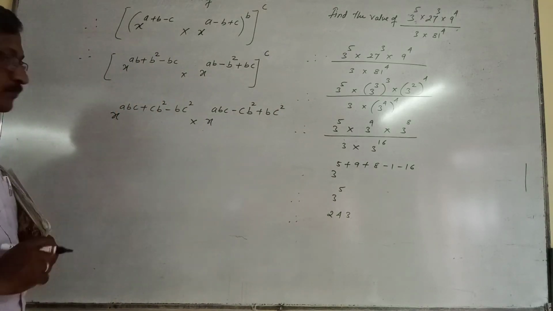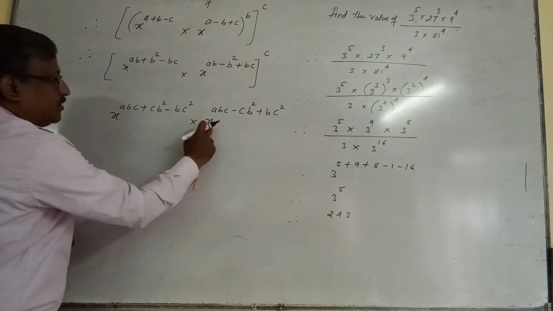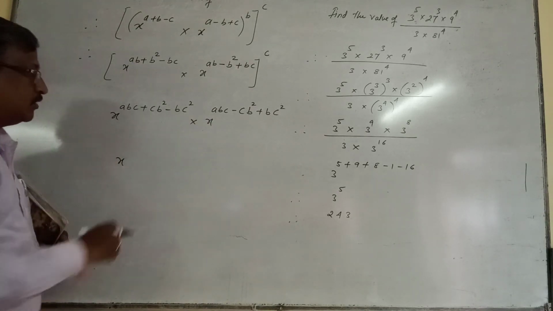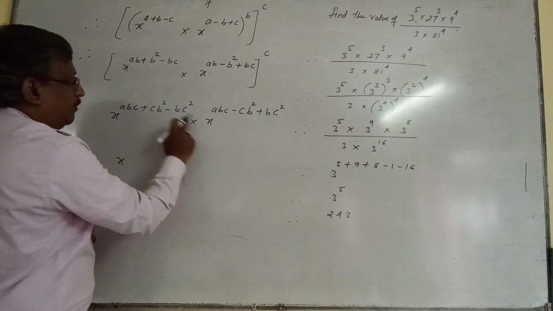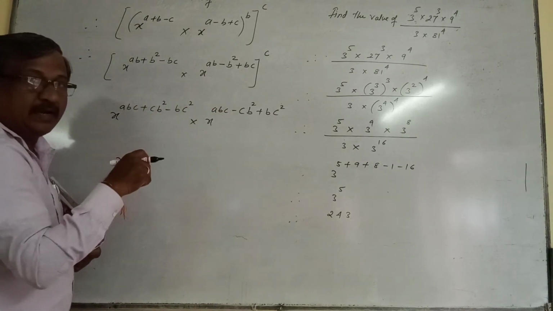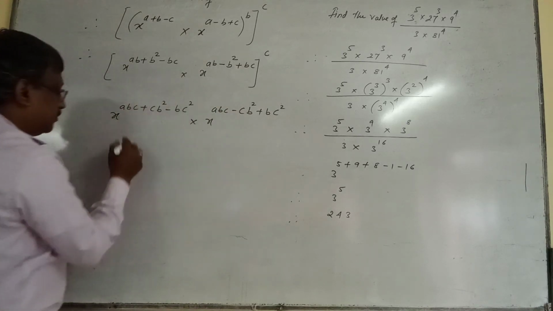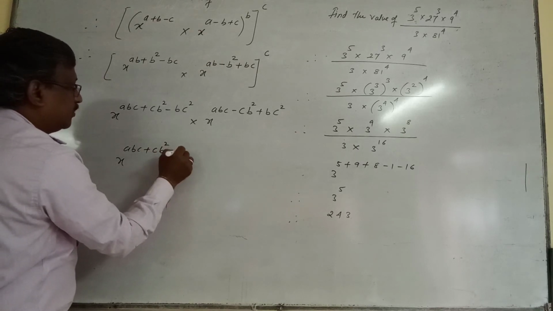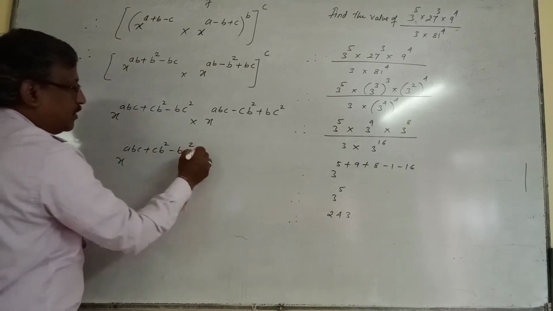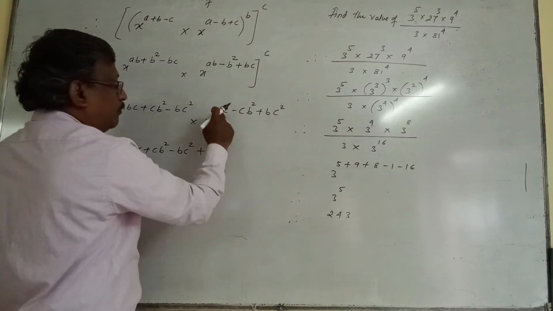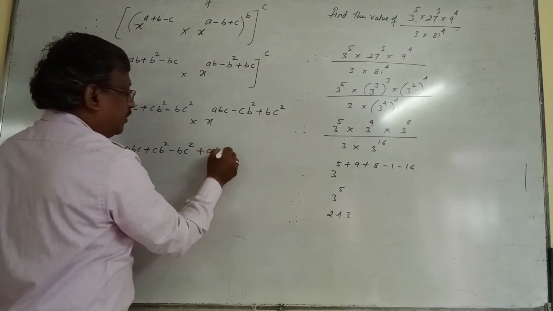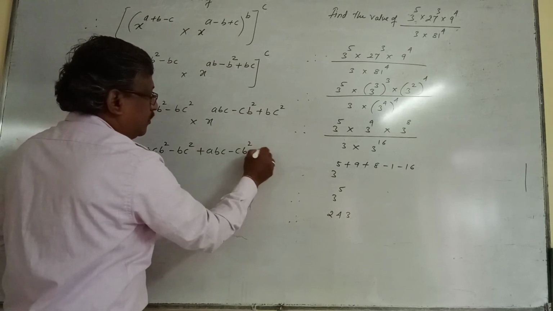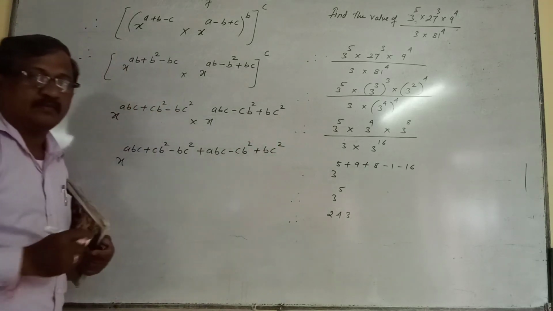Yeah, like that. Here my base is the same, my base is what? It is x, right? So write the common base, x. So we are multiplying, means these two indices we have to add, right? So this plus this means it is written as abc plus cb square minus bc square as it is, right? Plus abc minus cb square plus bc square, right?